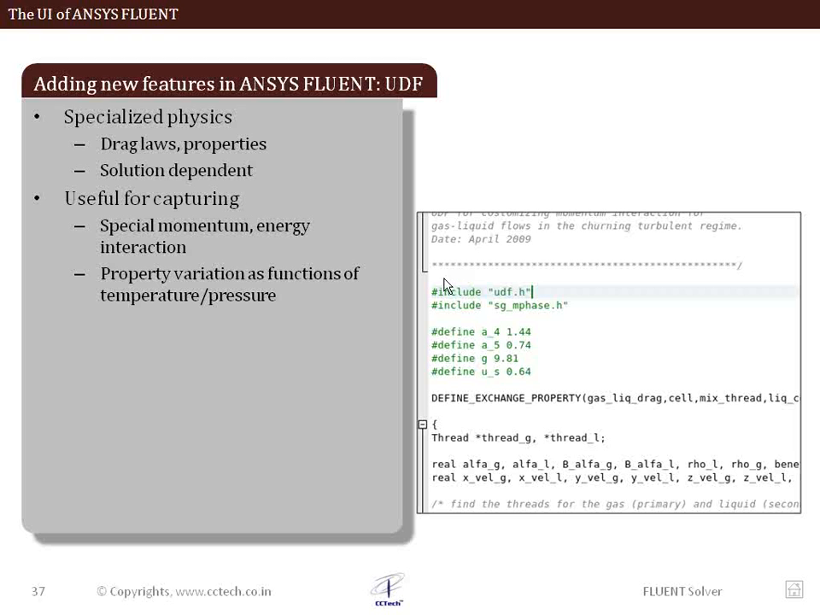Based on this, you can define the special kind of exchange property, how the momentum exchange takes place between the different phases, let's say a gas and a liquid phase. These options can be included, and you can also have a customized drag law, a customized property definition, which can even be solution dependent. So it's a great feature of ANSYS Fluent that you can add these extra features through access to its user-defined functions, which is actually a customization to the existing source code.